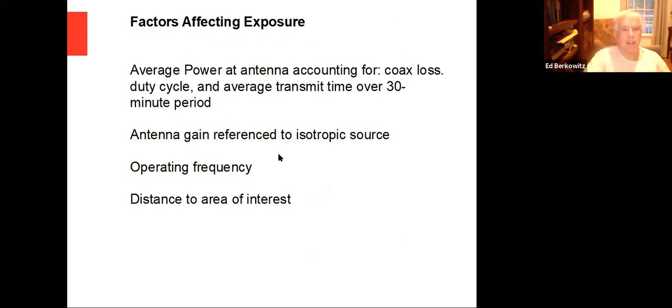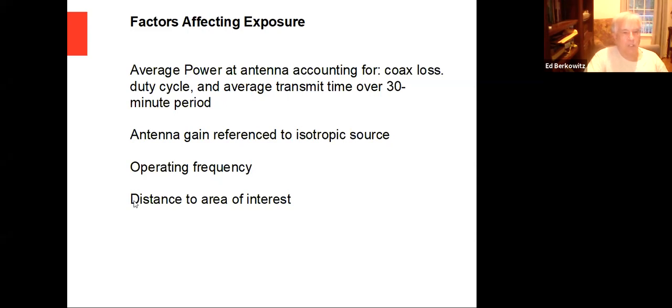So these are the factors that impact exposure. Again, the average power at your antenna, accounting for your coax loss, and duty cycle. For FM, the duty cycle is 1. Morse code, dots and dashes, the duty cycle might be 50%. And for single sideband, the duty cycle might be closer to 70%, as well as the average transmit time over 30 minutes. Also, your antenna gain, referenced to an isotropic source, and your operating frequency.